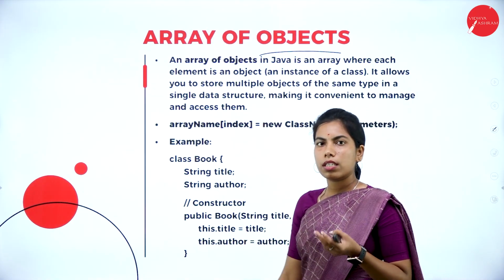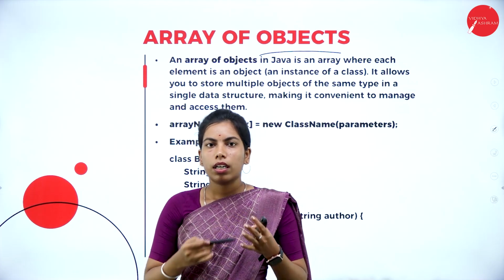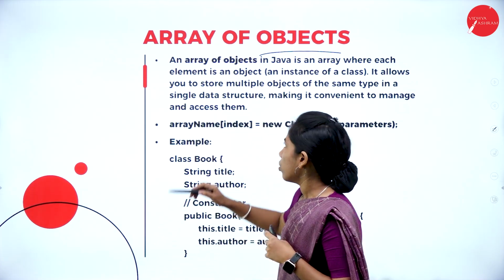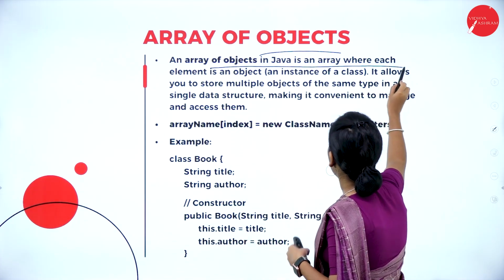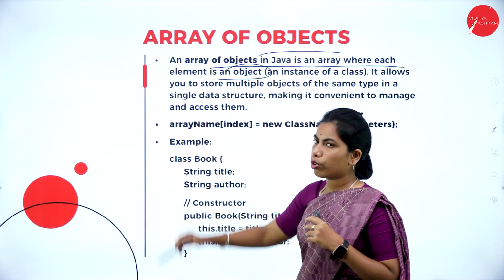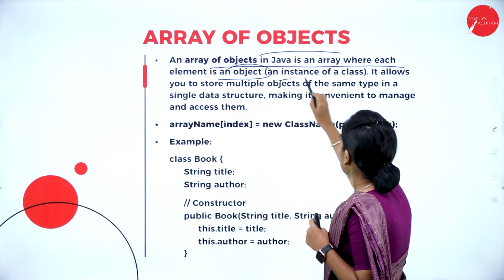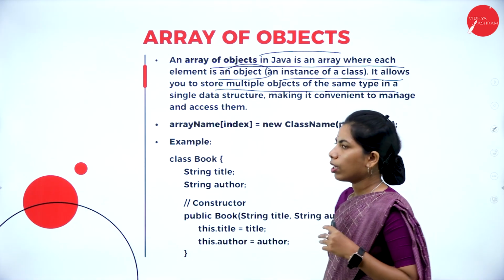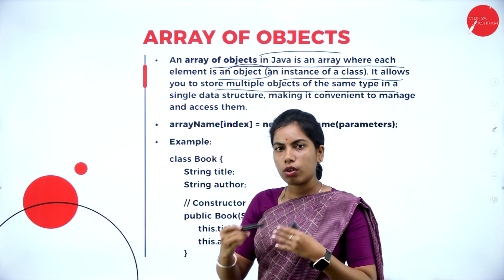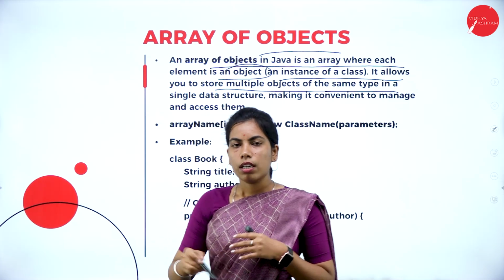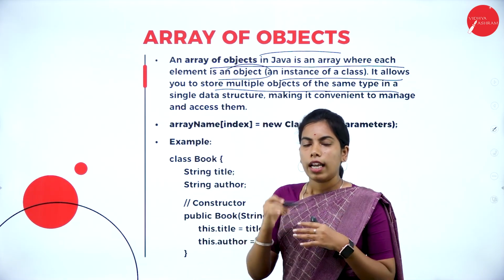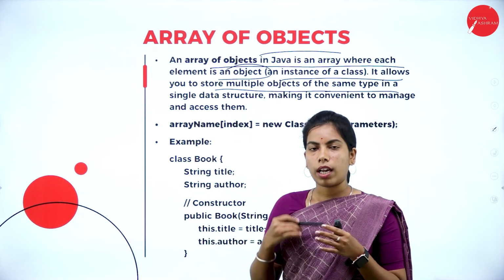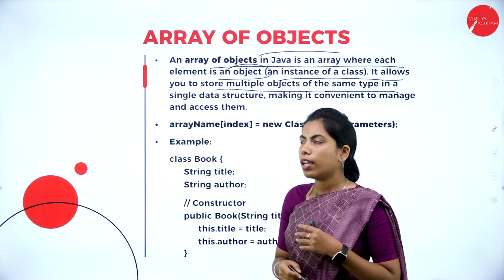So array of objects is nothing but what? How to insert the objects into the array. So here you can see an array of objects in Java, an array where each element is considered to be an object, and also an instance of the class. It allows us to store multiple objects of the same type. So as I already told, an array is storing of the same data type, right? So we have to insert the objects instead of the elements.